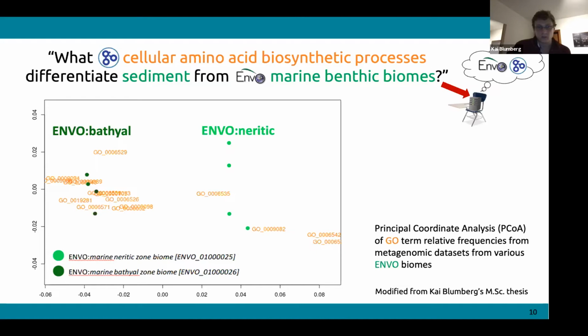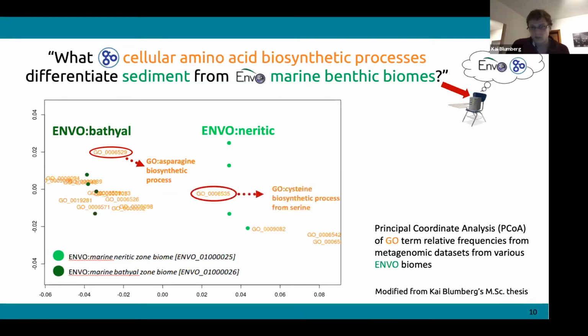And here you can see just a brief example from my master's thesis where I set up a prototype system to do this, and you can see that the bathyal and the neritic samples did ordinate differently, and then you can see there are Gene Ontology terms more commonly found, more abundantly found in some rather than the other, like asparagine biosynthesis in bathyal and cysteine biosynthesis in neritic.